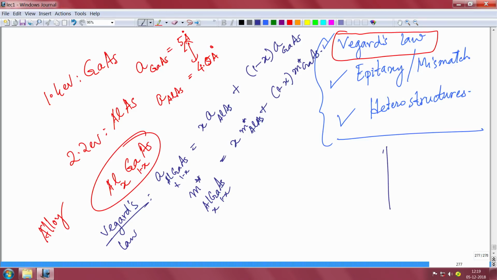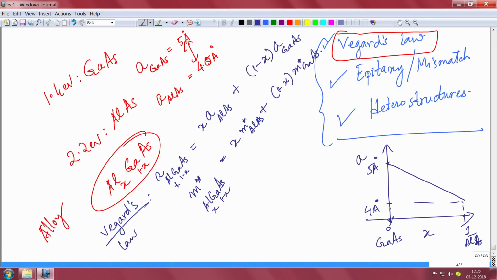So essentially if I am plotting the lattice constant here, and x here, that is the fraction, x equal to 0 corresponds to purely gallium arsenide, and x equal to 1 corresponds to purely aluminum arsenide, right. So your lattice constant will probably go from say 5 angstrom here to maybe 4 angstrom here. I am just giving an example, this may not be 5 and 4, it will be something else, but this is a constant number, by the way, it cannot be arbitrary, so that is known. So it will basically go like this, a linear plot.